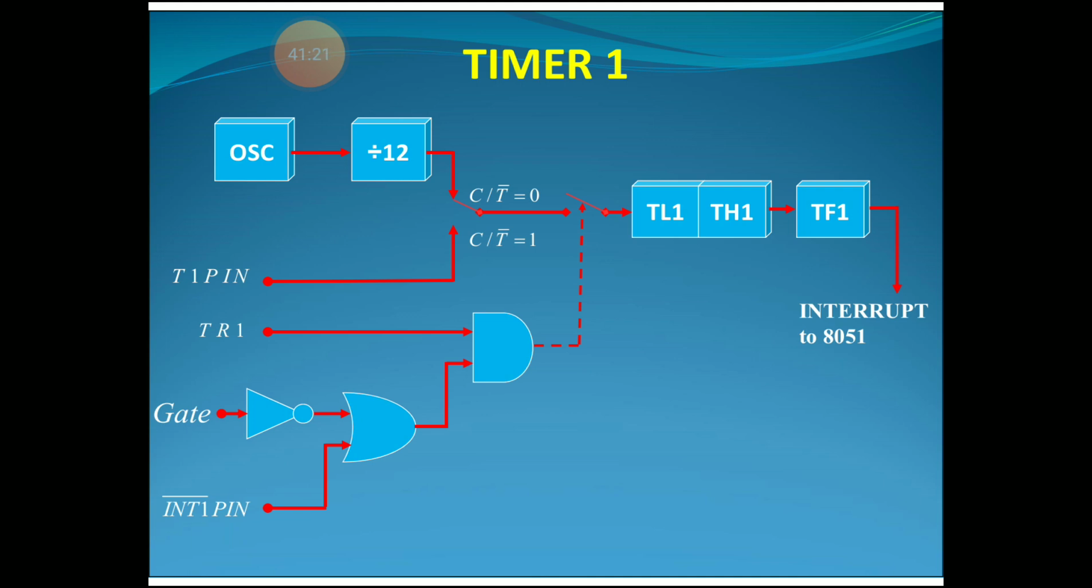When the timer reaches the maximum value, upon the next clock pulse, it is reset and the corresponding bit in the TCON, that is TF1, becomes set. When this bit equals 1, the timer generates an interrupt signal called the timer 1 interrupt signal, which can interrupt the controller.